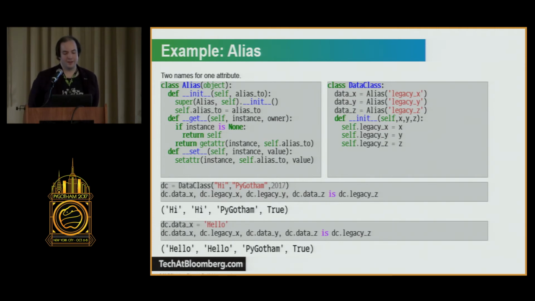So as we execute this, we'll create an instance of the data class. We'll give it X, Y, and Z as hi, PyGotham, 2017. And we can see data X and legacy X are both hi. PyGotham is coming off of legacy Y. And data Z and legacy Z are identical by the is identity. If we change just data X and print this out again, we've changed both data X and legacy X. So we get hello, hello, PyGotham. This time I'm pulling PyGotham off of data Y. And that identity on the end is still true.